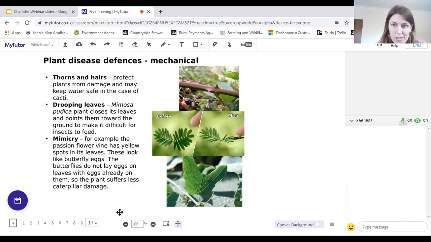And finally, mimicry. This is something that you see in animals sometimes, but it also happens in plants. The passion flower has evolved to mimic butterfly eggs. It has yellow spots on its leaves, which you can see in the bottom photo, and they look like butterfly eggs. The female butterfly comes along, sees those spots and goes, "Oh, don't want to lay my eggs there," because it doesn't want its offspring to have any competition when they hatch. So it doesn't lay its eggs on the leaves, and the plant suffers less caterpillar damage, because when those eggs hatch, there'll be a caterpillar, and they'll eat the leaf.